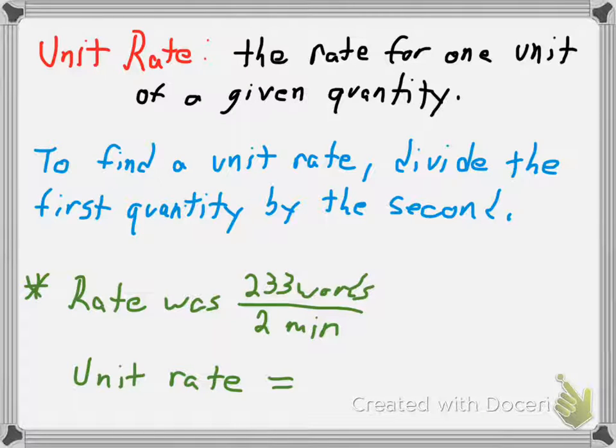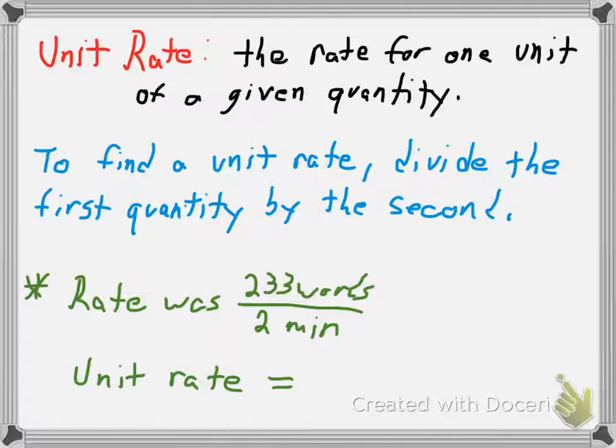Now, what is a unit rate? A unit rate is the rate for 1 unit of a given quantity. So this takes our rate and takes it a step further. To find a unit rate, you divide the first quantity by the second.